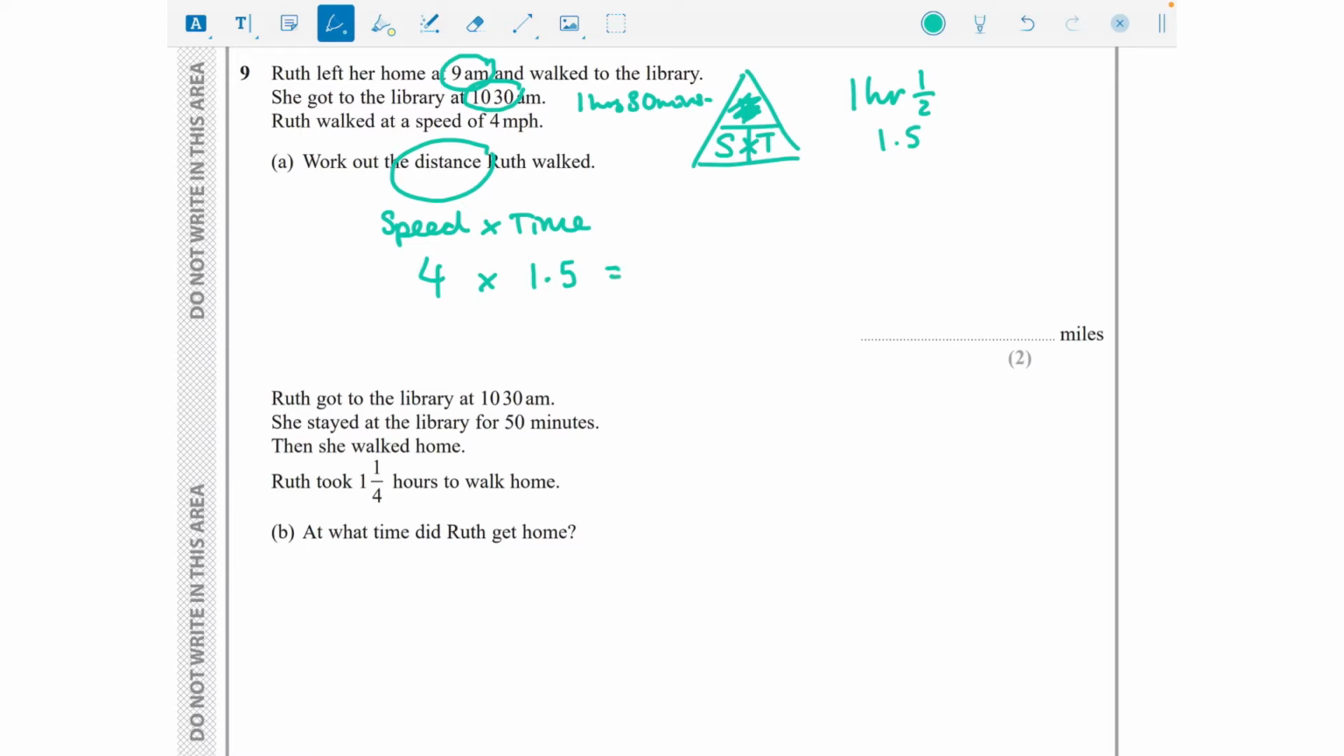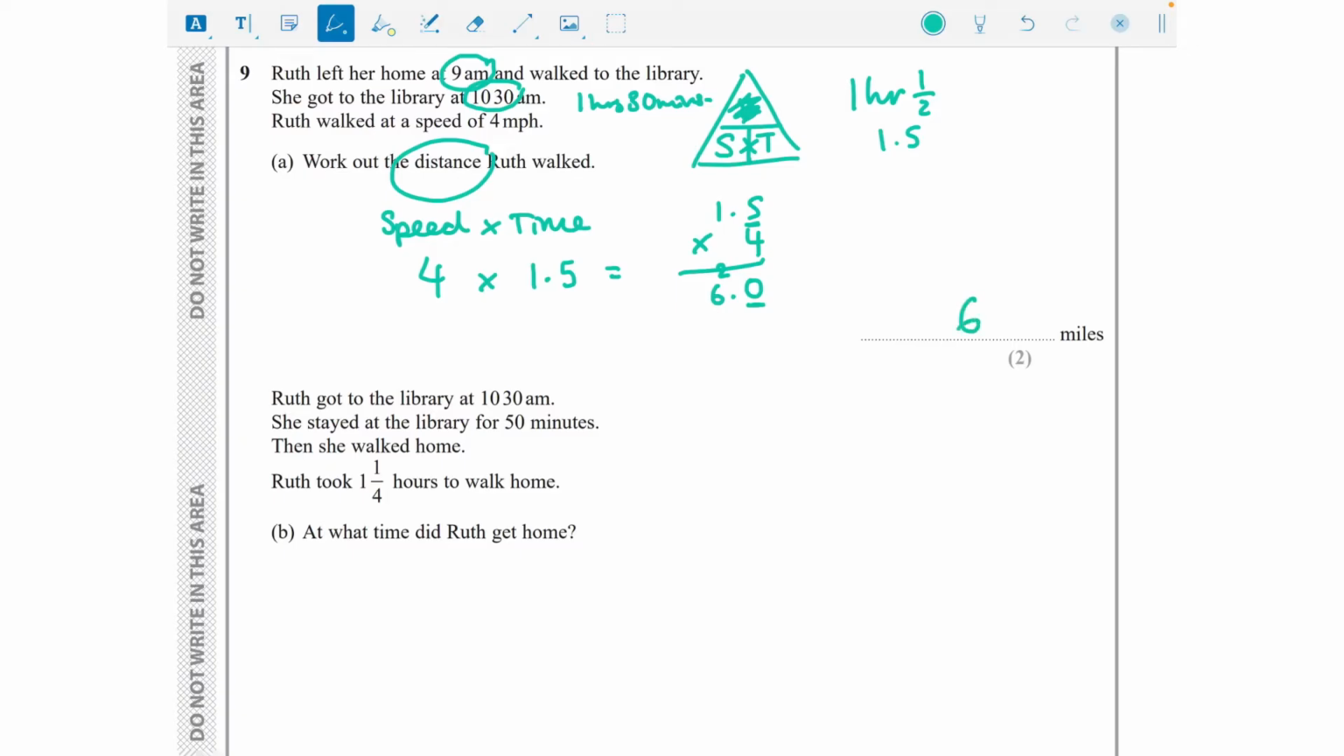And that means we're going to times it by 2 and times it by 2 again. Or you can do 1.5 times 4 like this. 4 times 5 is 20, so 0, carry the 2. And 4 times 1 is 4, add the 2 is 6. And the point there, one number after the decimal point in the question, means one number after the decimal point in the answer. So 6.0 or 6 miles.